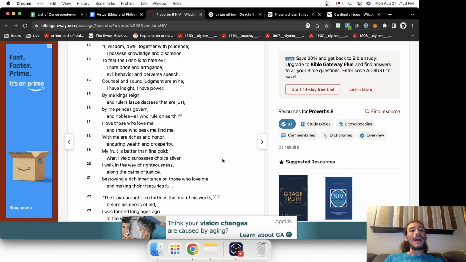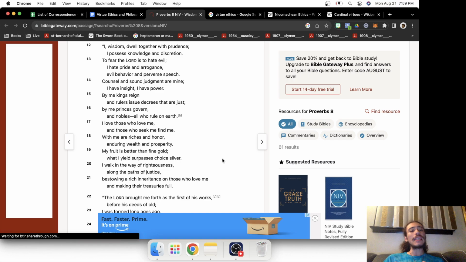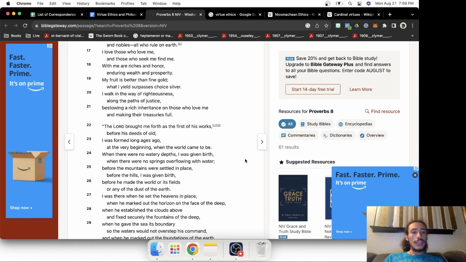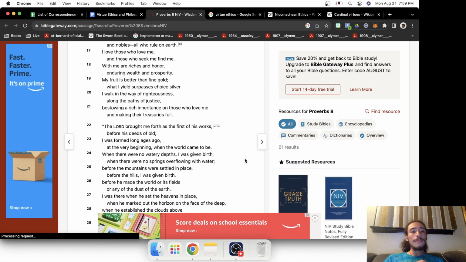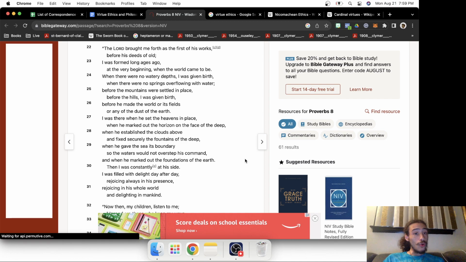Counsel and sound judgment are mine. I have insight, I have power. By me, kings reign, and rulers issue decrees that are just. By me, princes govern, and nobles, all who rule on earth. I love those who love me, and those who seek me find me. With me are riches and honor, enduring wealth and prosperity. My fruit is better than fine gold, yet what I yield surpasses choice silver. I walk in the paths of righteousness, along the paths of justice, bestowing a rich inheritance on those who love me and making their treasures full. The Lord brought me forth as the first of his works. Whew, that is a deep one.